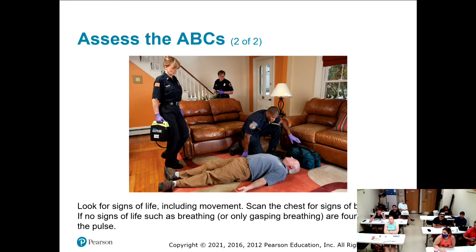Check for a pulse. If it's there, move on to the next portion, fix whatever else you need to for ABCs, and then move on to other treatment. If there's no pulse, we're starting CPR. She has an AED in her hand, so probably what? Cardiac arrest.